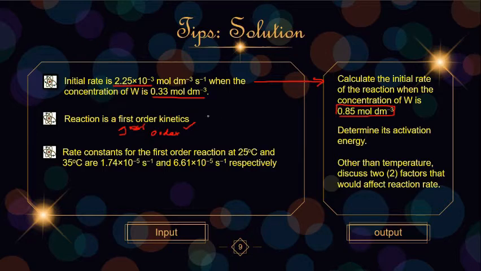Next, the rate constant for the first order reaction is given at different temperatures with different rates. So of course you need to find the activation energy. There is a formula you have to follow, derived from the Arrhenius equation. So you get the clue here, this is actually Arrhenius. You need to follow the Arrhenius equation to get the answer. And the next question is you need to discuss another two factors that would affect the reaction rate. You can get this from the question.